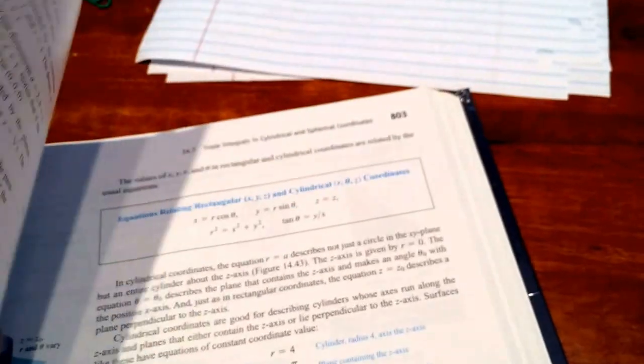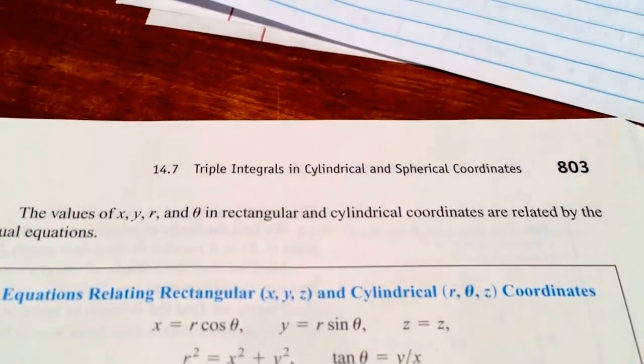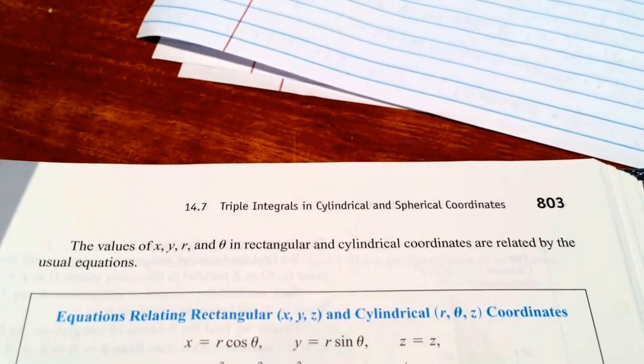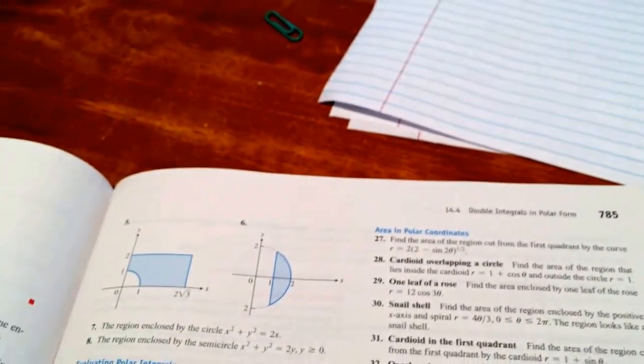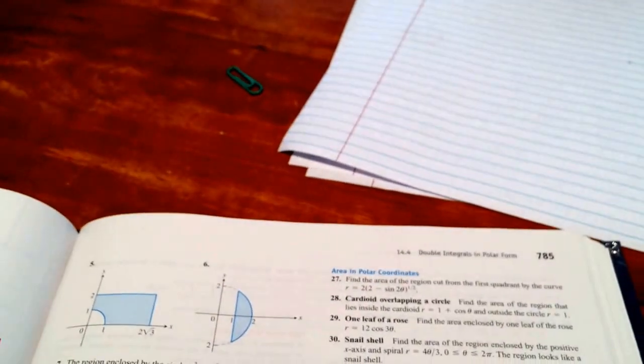And so in, I think, 14.6, let's see. Nope, just kidding. 14.7. See how we're going to have cylindrical and spherical coordinates? Cylindrical is the three-dimensional version of polar. So we're going to get more polar, but in 3D in 14.7. So I know you're looking forward to that.